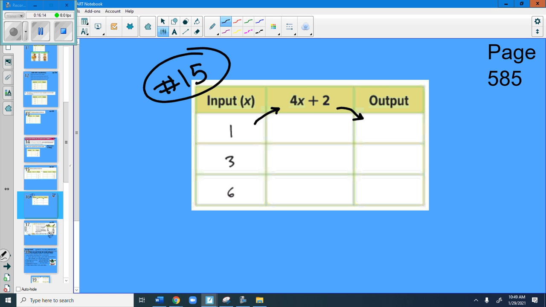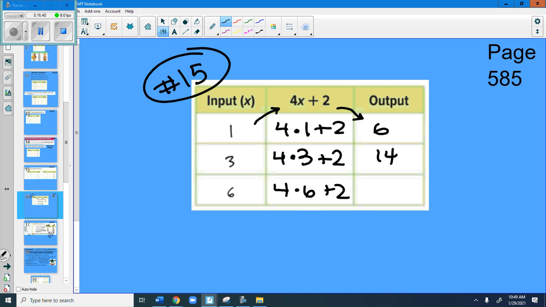You're replacing it with the X value. So 4 times 1 is 4, plus 2 is 6. So you're plugging in 3 for X this time. 4 times 3, and then the rest of it, so is 12, plus 2 is 14. And now we're plugging in 6 for X. 4 times 6 is 24, plus 2 is 26. It's important that you look at what information is given before you think about how you need to solve it.